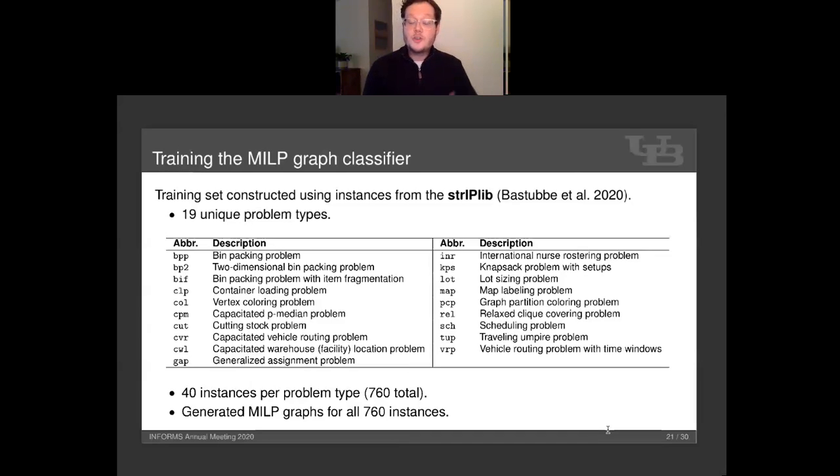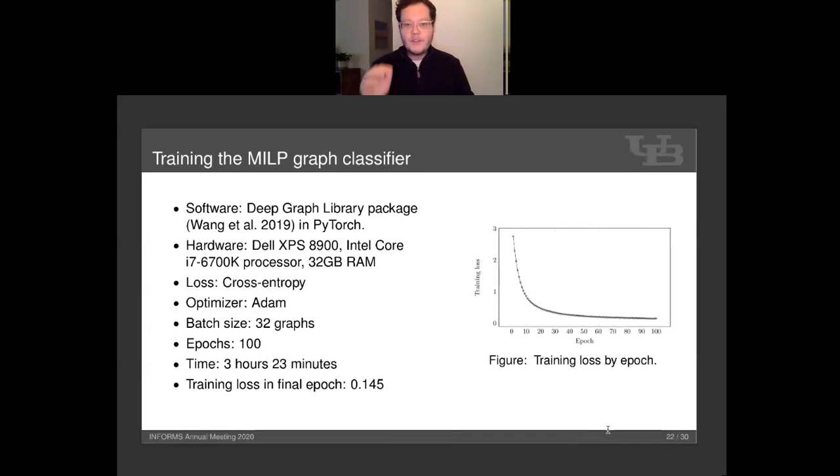Our training set includes 40 instances for each of these 19 problem types, for a total of 760 instances. And we generated the MILP graphs for each of these instances. I won't spend a lot of time on this slide, but the training procedure took 3 hours and 23 minutes. It included 100 training epochs, and the convergence of our training loss is shown over here. I should note that our graphs were constructed using the Deep Graph library, and our machine learning platform was built on PyTorch.